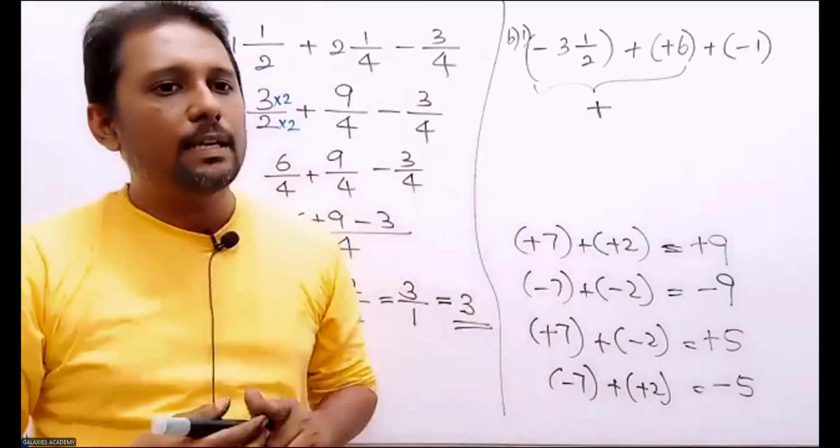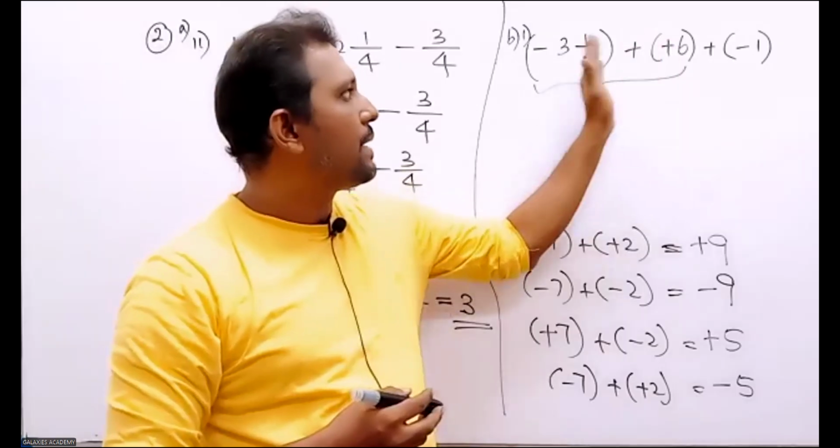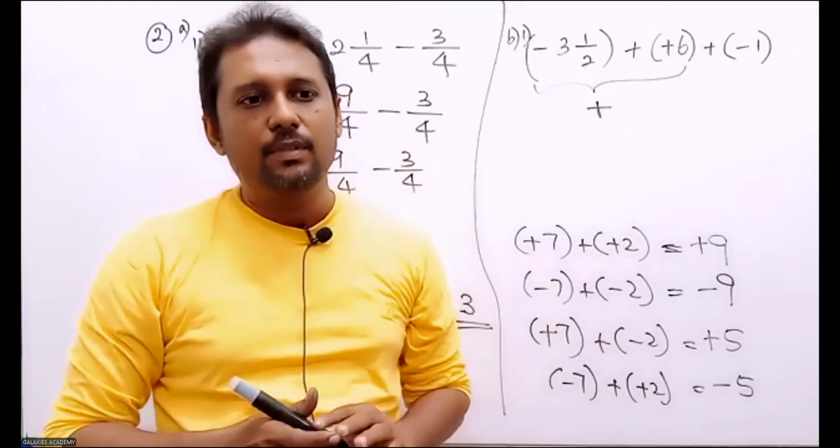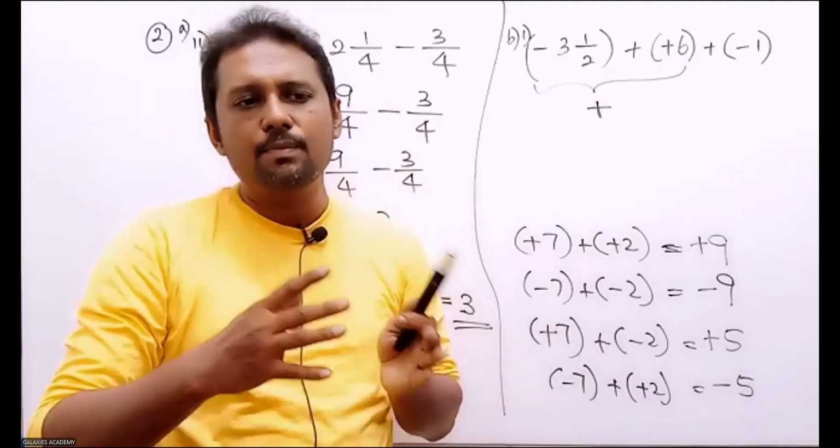Then how you can get the magnitude? You have to subtract these two, no? 6 minus 3.5. Right. Can you tell me what is the answer? 6 minus 3.5.